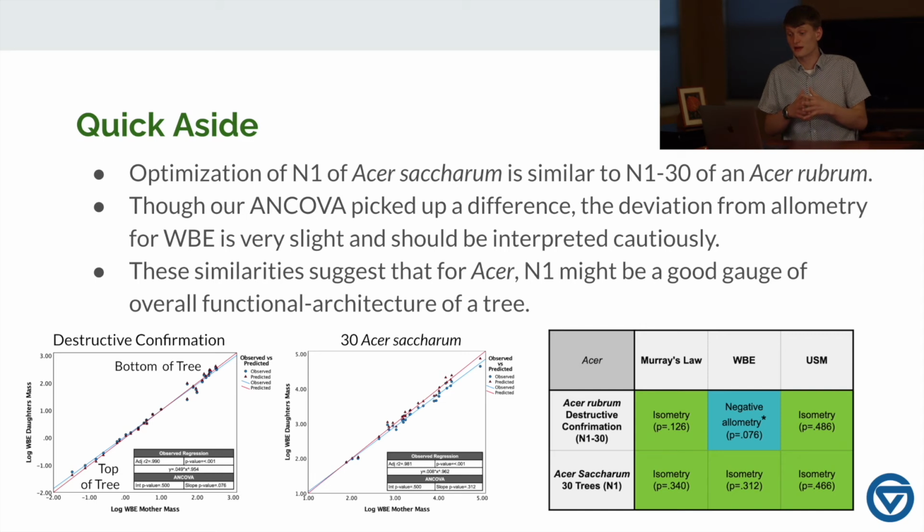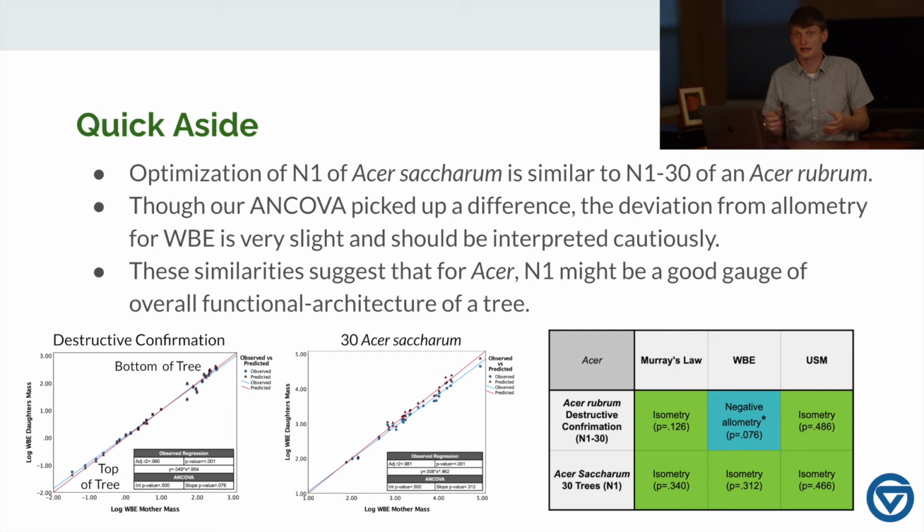And I think that this suggests that for Acer, node 1 might not just be a good gauge of what's happening at node 1, but the overall functional architecture of the tree, because here we have similarities between Acer at node 1 for 30 individuals and for one individual from 1 all the way up to 30.